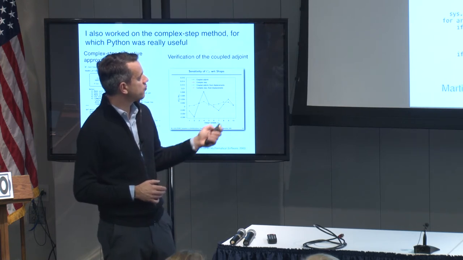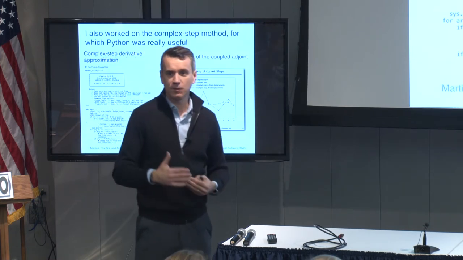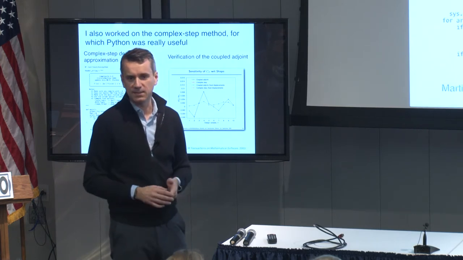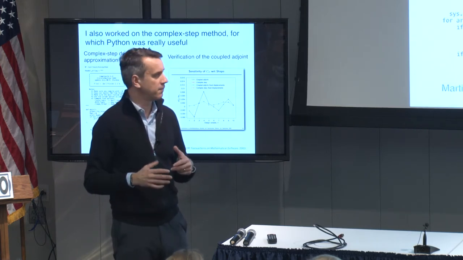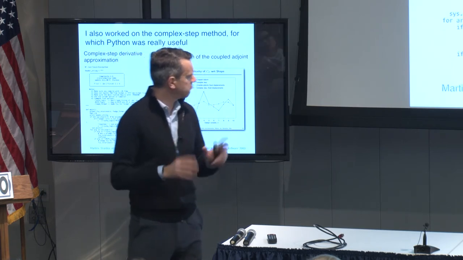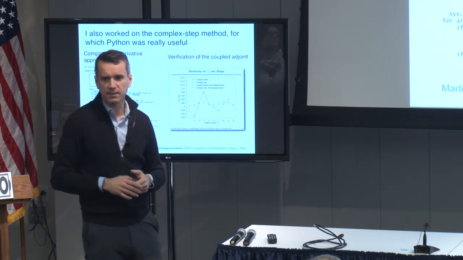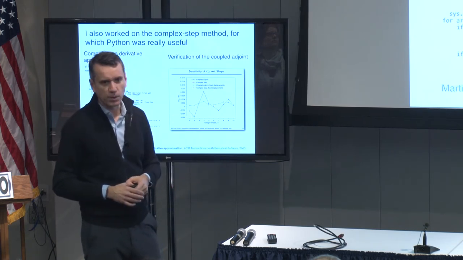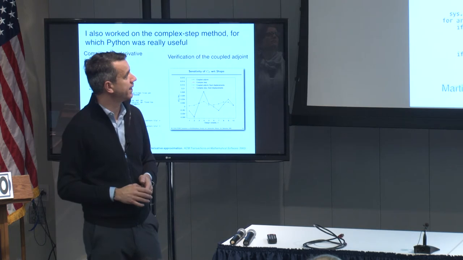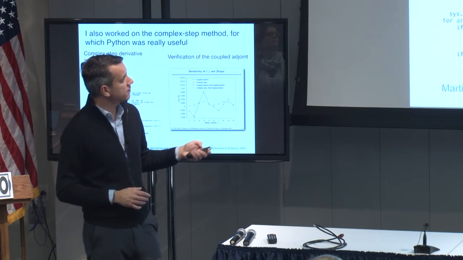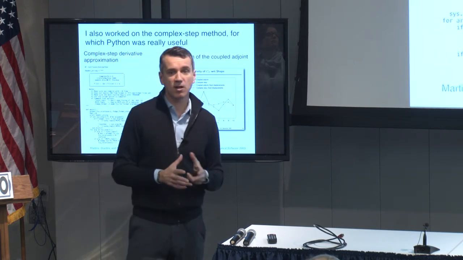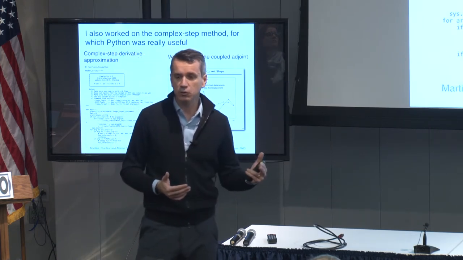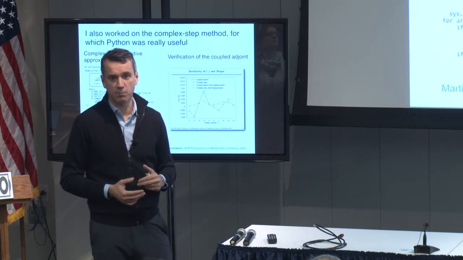And this was my first project in Python, where I wrote a script to process Fortran code and make it complex, so with complex numbers. Not really a super sophisticated script, like not parsing a language properly, but a bit of a hack, but it worked. And it's still used today. And even though the complex step, as you know, is not very efficient in terms of scaling with the number of variables, it was extremely useful for the verification of the coupled adjoint, okay?